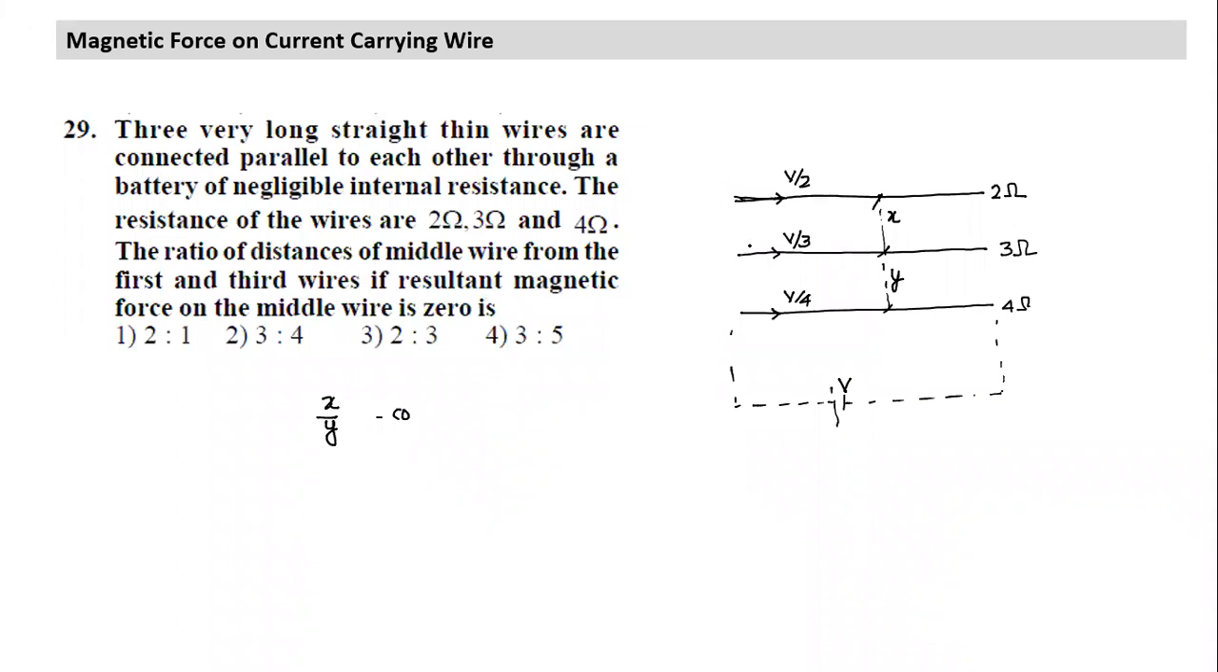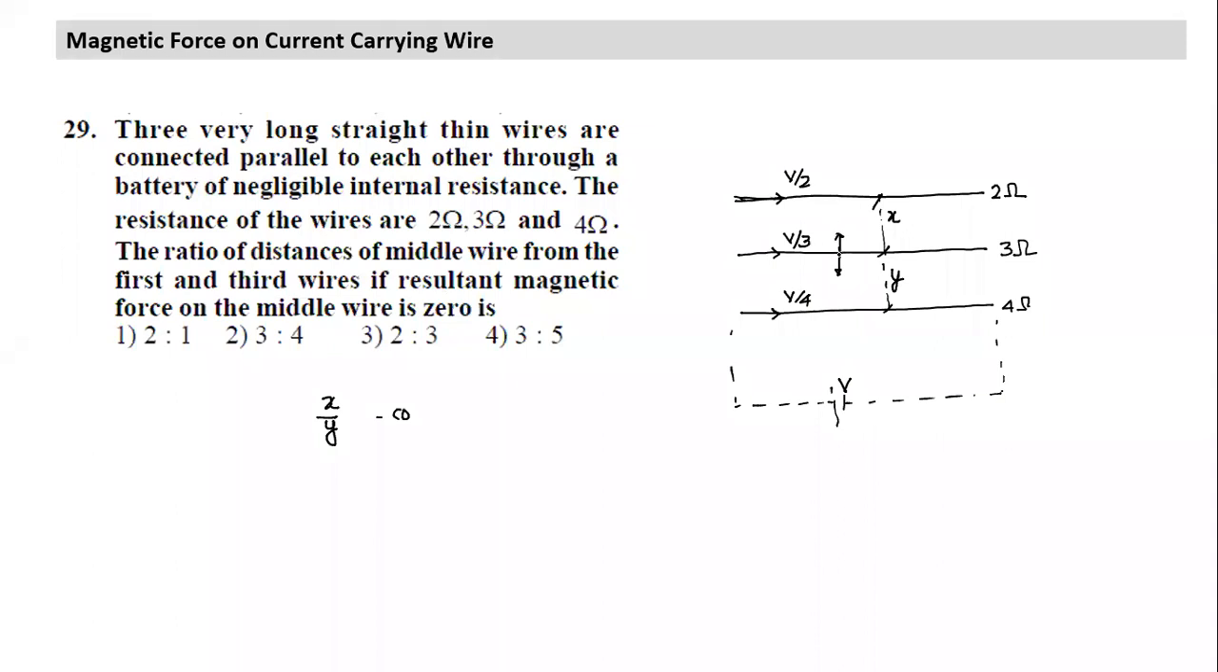As we have done earlier, the currents in these wires are in the same direction, so the first wire will exert an attractive force, since currents in the same direction attract. The third wire also will exert an attractive force. Since the two forces are opposite in direction, it is possible that the resultant force may become 0. Earlier I also mentioned there are two ways of stating the condition. One is that I can calculate each force and equate the magnitudes, since the direction is already opposite.